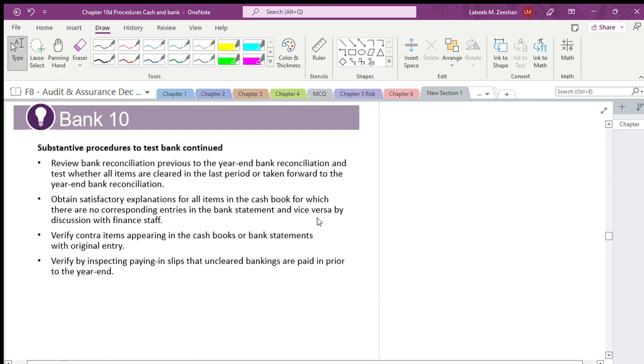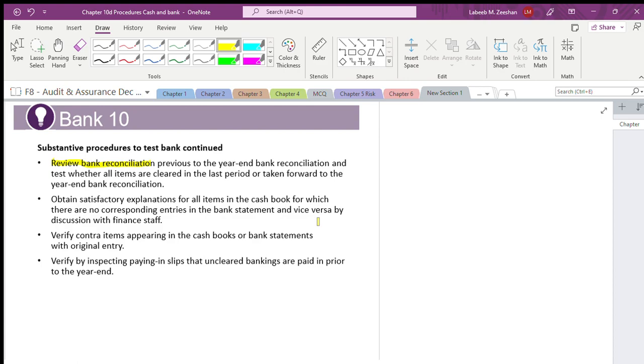Then, when you are getting the confirmation and reconciliation, a responsible person has to review the bank reconciliation. You have to review the previous year and every year: last year's bank reconciliation and this year's bank reconciliation. You have to review it.